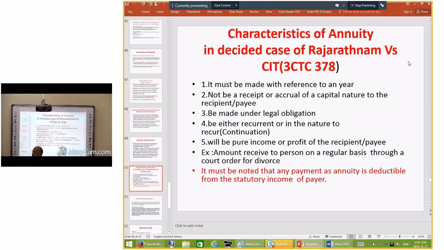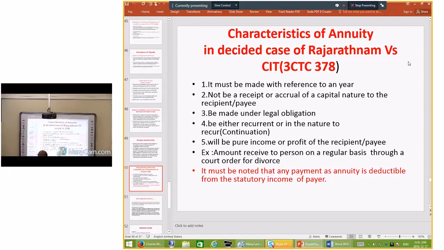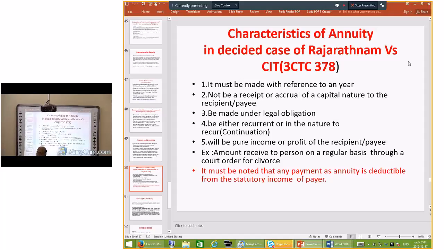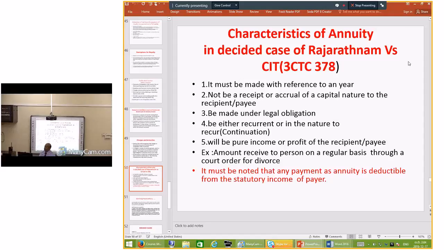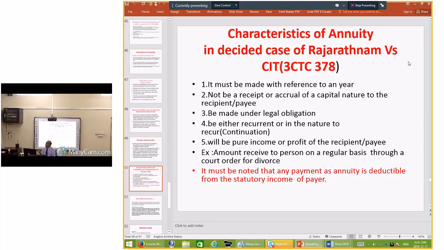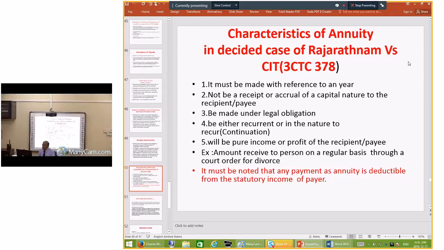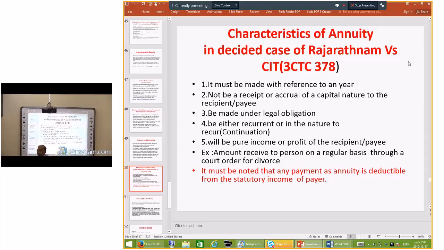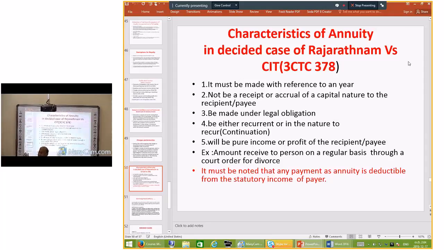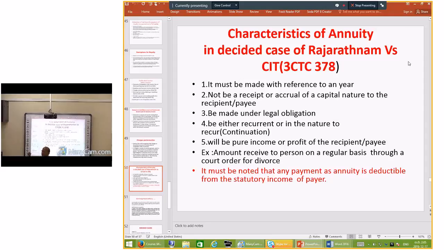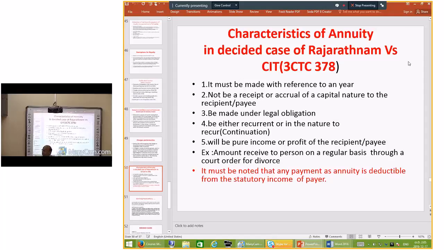In that case, the gentleman Rajaratnam had 3 brothers. This case was decided not as a recipient. Mr. Rajaratnam paid annuity to his brothers and deducted it as a deduction from the statutory income. Then the department did not allow that deduction and said this is not an annuity as you described. But Mr. Rajaratnam appealed and argued the appeal.